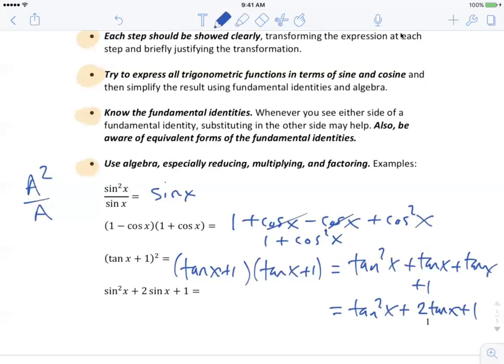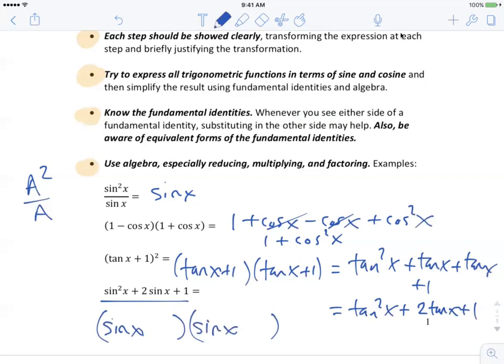So that's reducing and multiplying. How about factoring? Remember factoring from algebra? Right? You can ignore the sign. It's x squared plus 2x plus 1. And you can factor that, right? So this is the kind where you try to factor it into two binomials. So your first term would be the variable, sine times sine is sine squared, right?